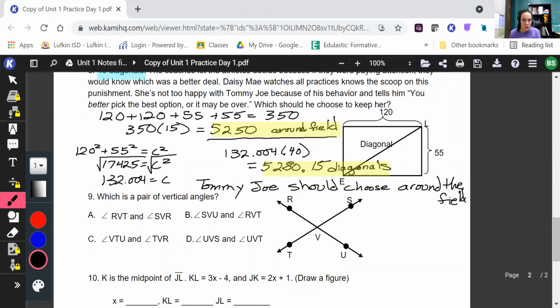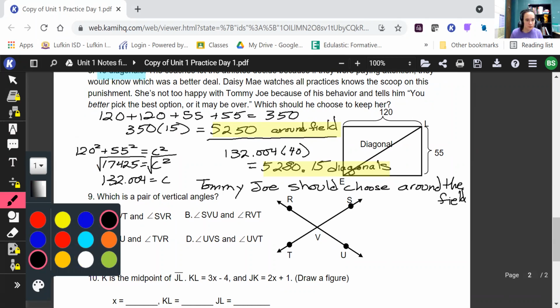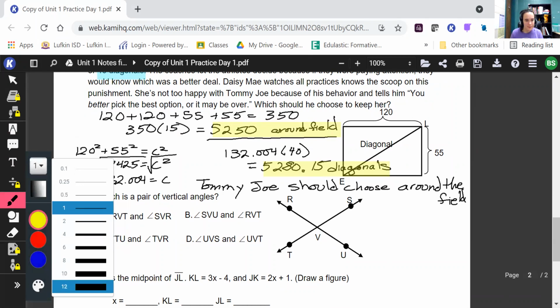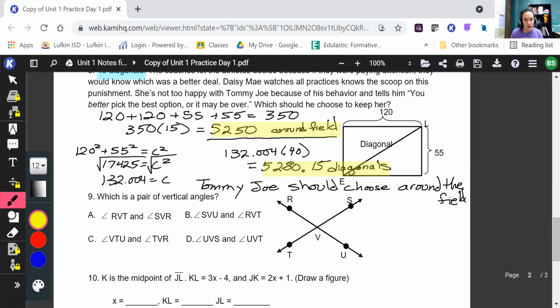Number 9, which is a pair of vertical angles. So remember that vertical angles are made by two intersecting lines and they are across from each other. So let's look and see what we have. So we've got angle RVT and angle SVR. So these are supplementary. They are also a linear pair. They are not vertical angles.